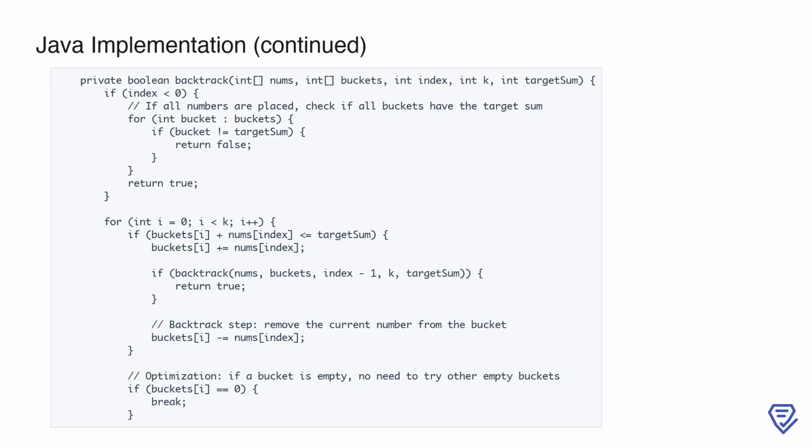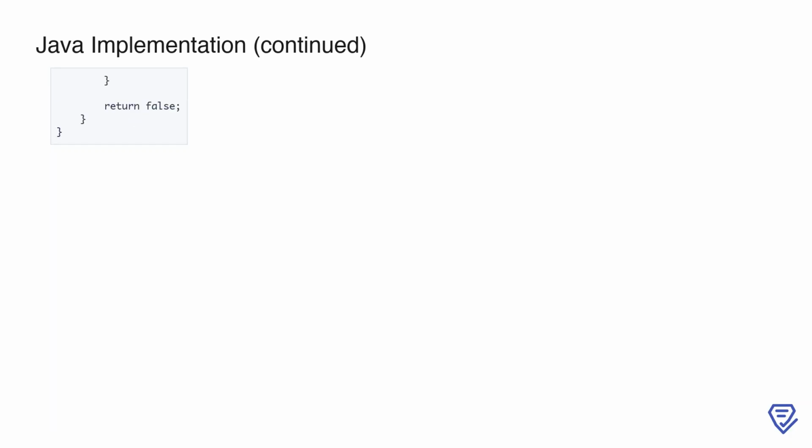To optimize further, if a bucket is empty after trying to place a number, we skip trying other empty buckets since it would lead to redundant computations. If none of the buckets can accommodate the current number without exceeding the target sum, the method ultimately returns false, indicating that partitioning is not possible for the current configuration.